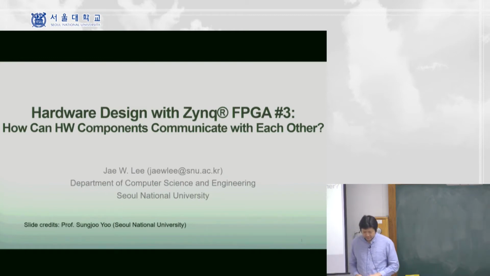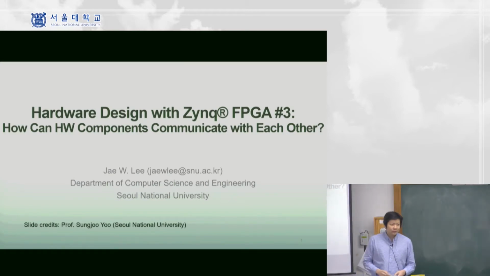So let's get started. Last time we went over a few ways to design hardware IP blocks, right? You can write your own Verilog code, or you could also use HLS. The idea was we can write C code and compile it, and that will be translated into RTL. So there are multiple different ways to develop these IP blocks, right?